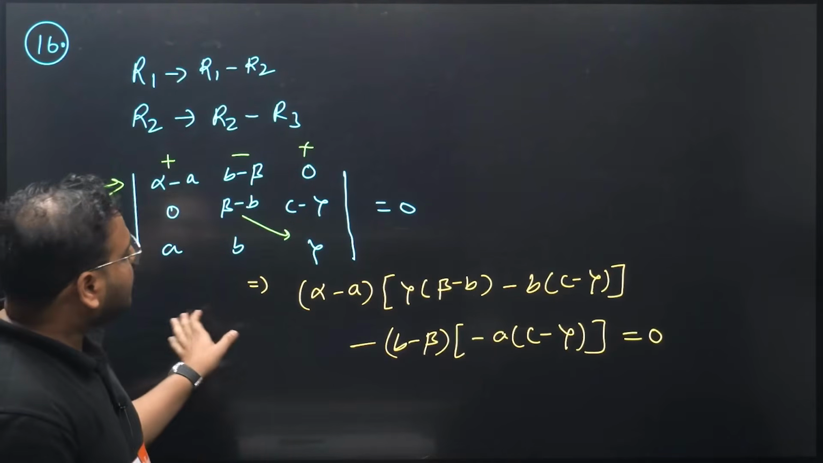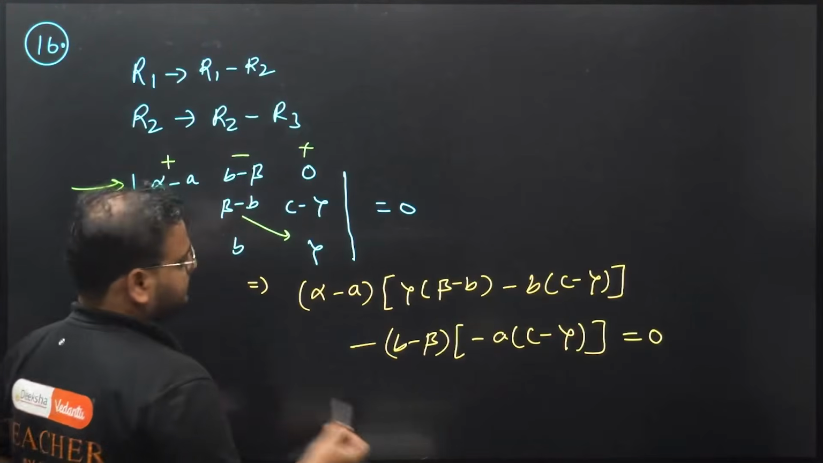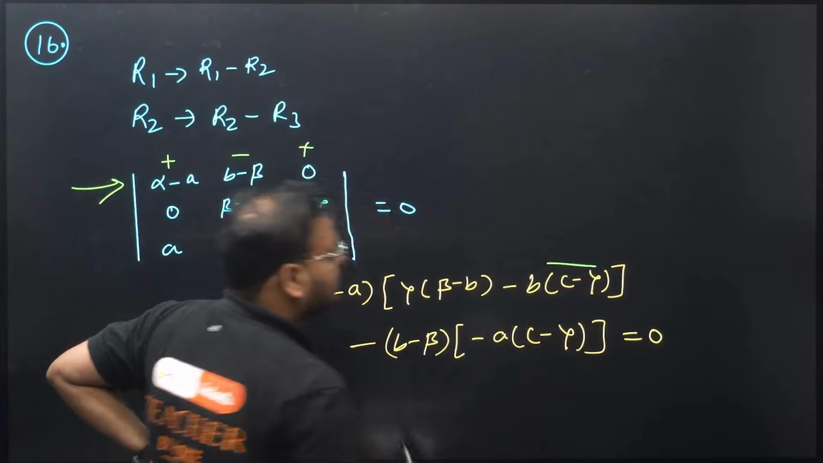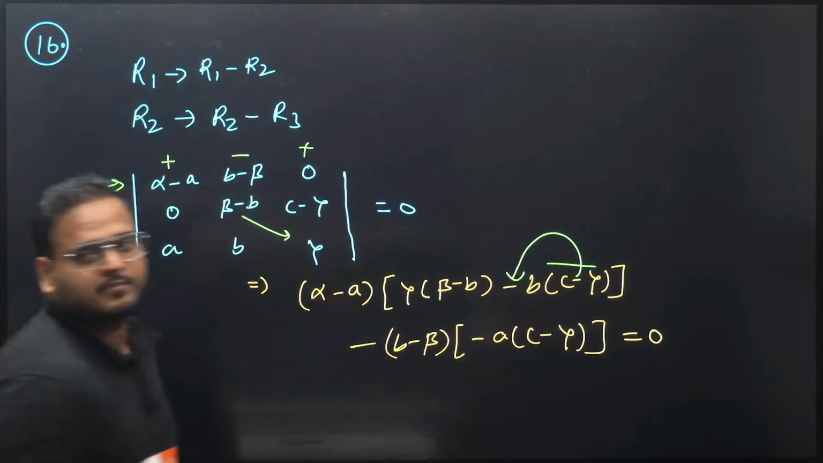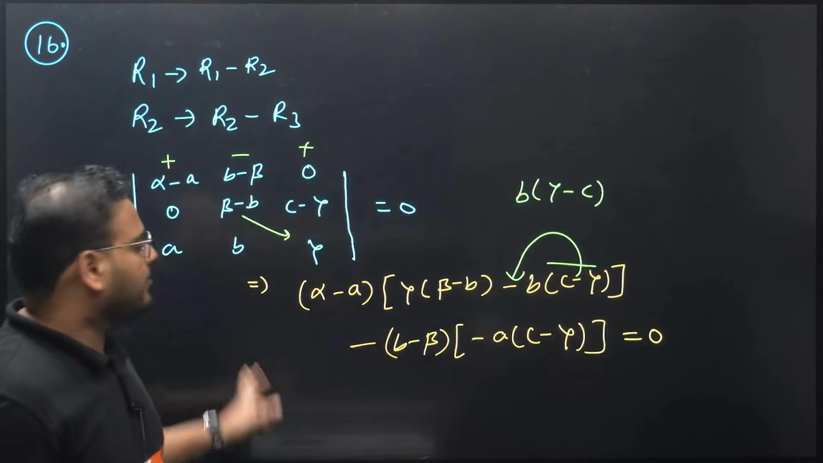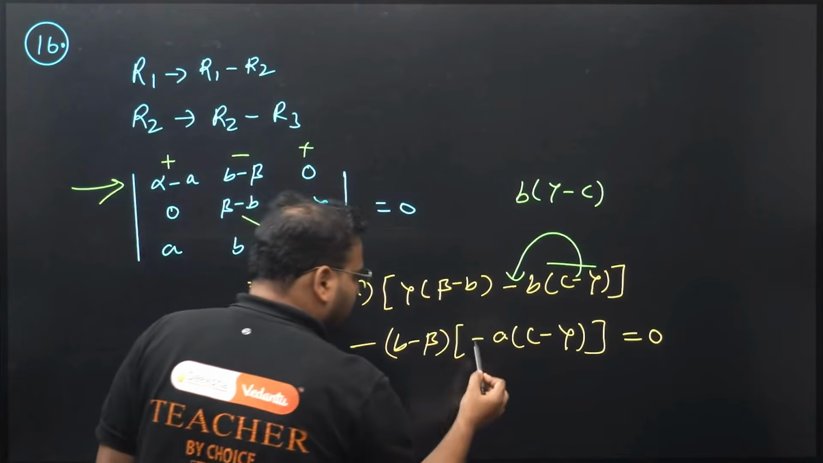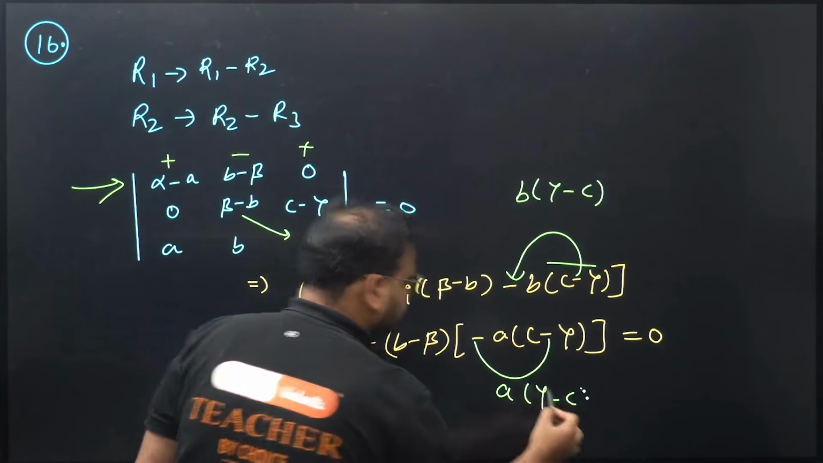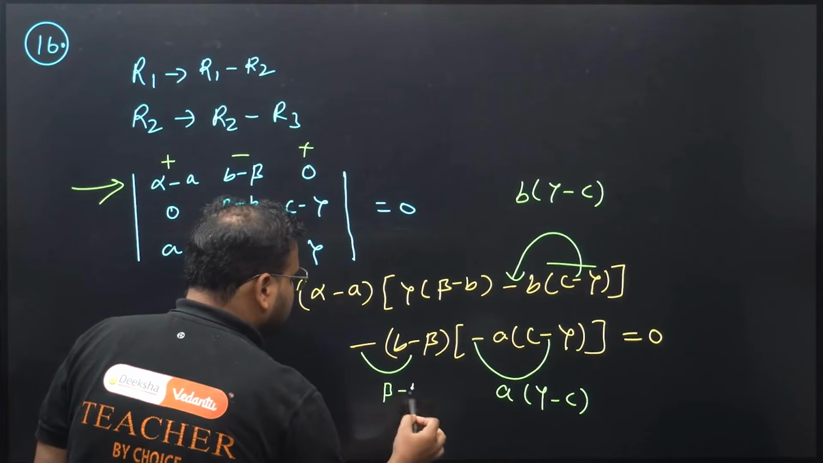I'll show you. Please check, you're looking for beta minus B and gamma minus C. But what you have over here is C minus gamma. You're looking for gamma minus C. So do one thing, take this minus sign outside and multiply with this minus sign. What happens then? It becomes B times of gamma minus C. Got it? Same approach over here. Multiply these two together. Take the minus sign outside and multiply. You get A times of gamma minus C. Same over here also. Multiply these two together. Minus sign. You get beta minus B.